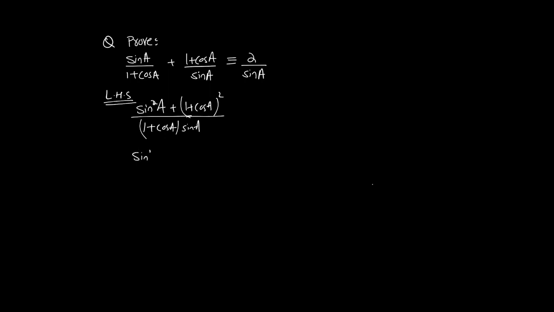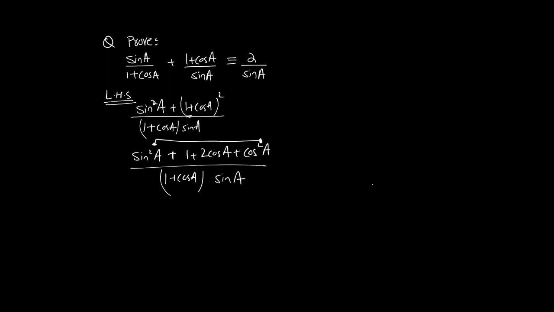So 1 plus cos a the whole thing squared can be expanded as 1 plus 2 cos a plus cos square a, over 1 plus cos a times sine a. Sine square a plus cos square a is 1. So 1 plus 1 plus 2 cos a over 1 plus cos a times sine a.